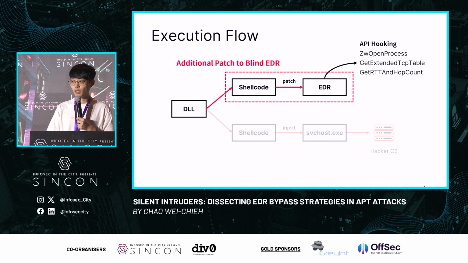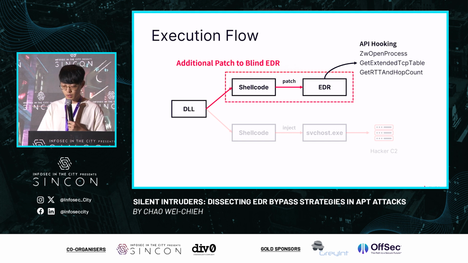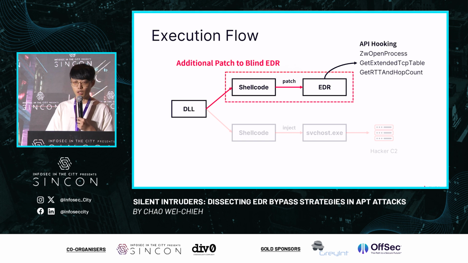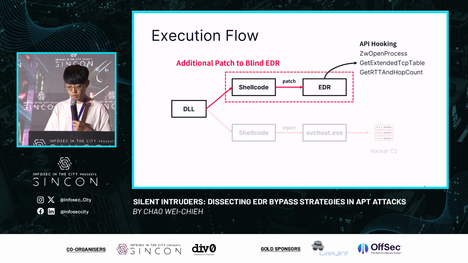But in this case, another shellcode has been dropped, and it will patch the EDR system to do API hooking on three functions: ZwOpenProcess, GetExtendedTcpTable, and GetRTTAndHopCount. These three functions.